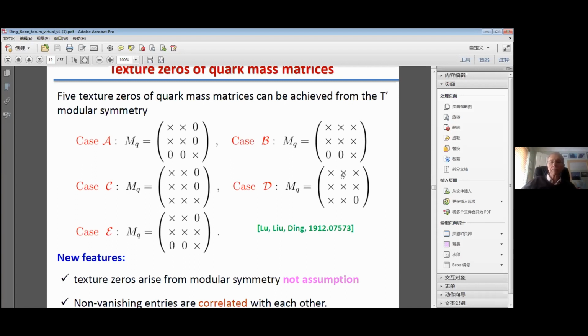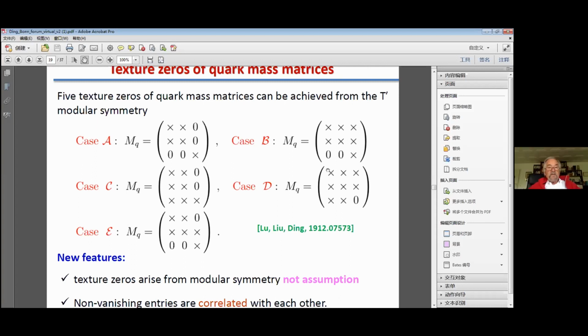Okay, great. Oh, sorry. Yeah, you are right. Maybe this is quite misleading. The third generation is massless. This is not good. We should put the zero on the 1-1 element, then people can understand. Okay, fine, thanks.